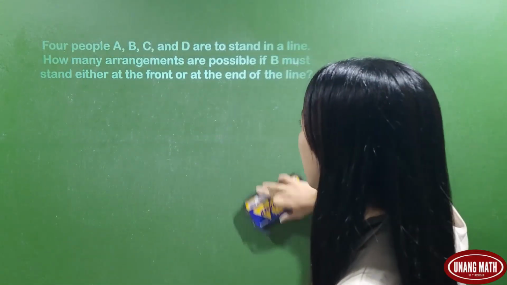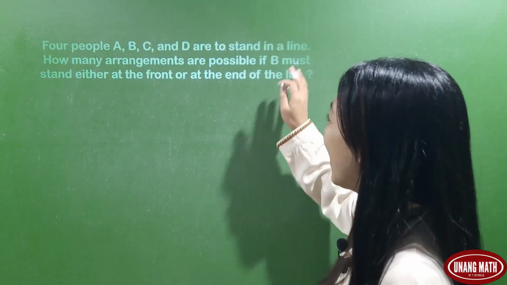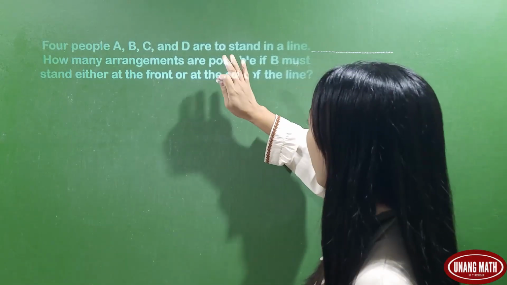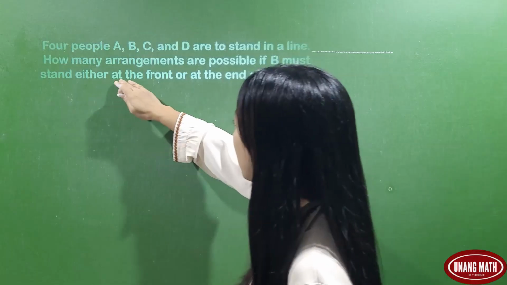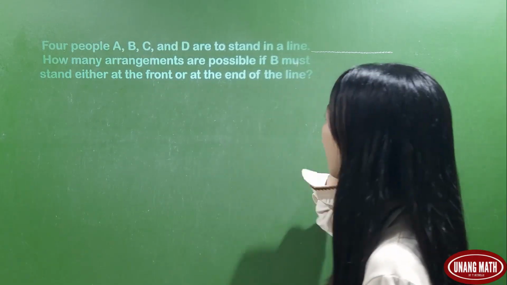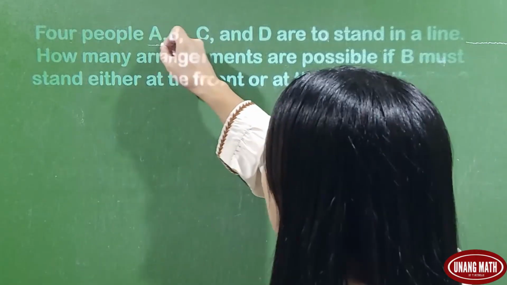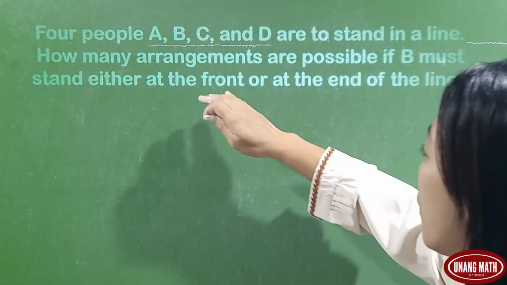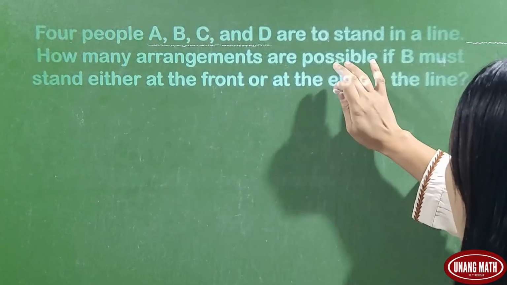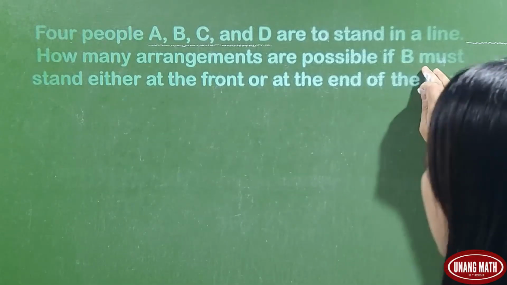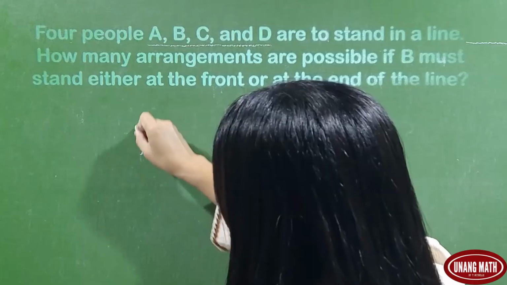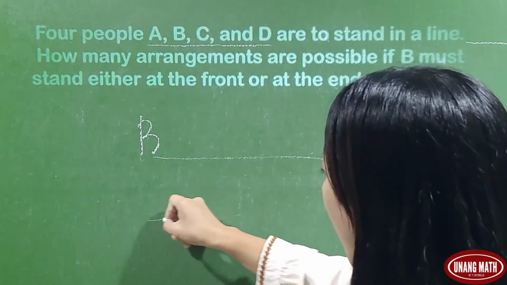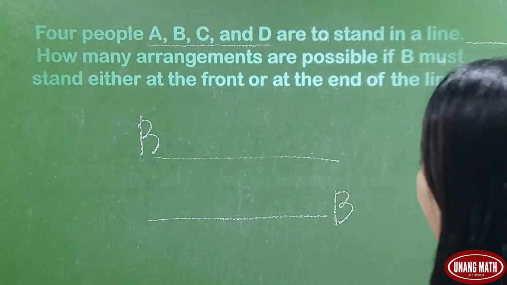4 people, A, B, C, and D are to stand in a line. How many arrangements are possible if B must stand either at the front or at the end of the line? So we have here 4 people, A, B, C, D, and they are to stand in a line. We're looking for how many arrangements are possible if, so there's a condition here, B must stand either at the front or at the end of the line. So B is in front or B is at the end of the line.